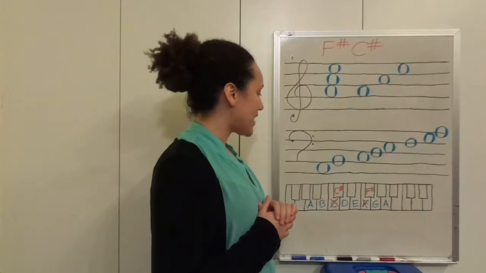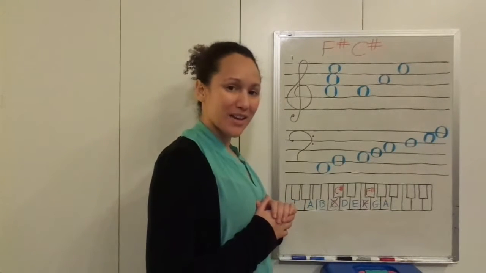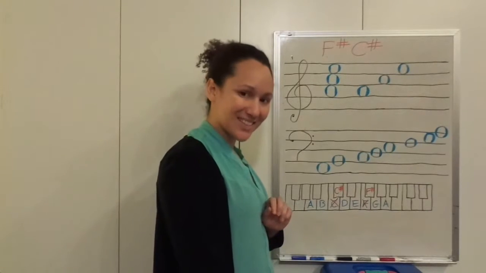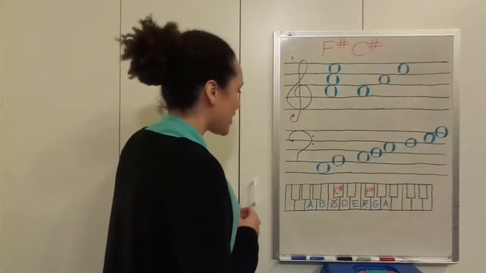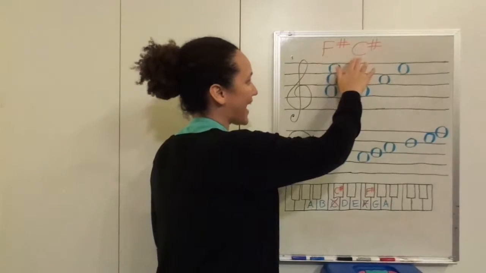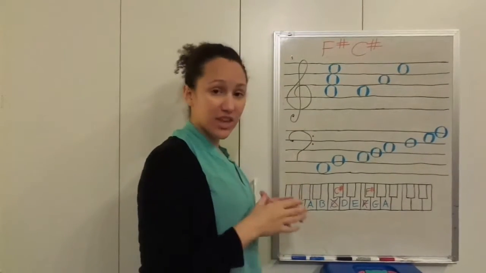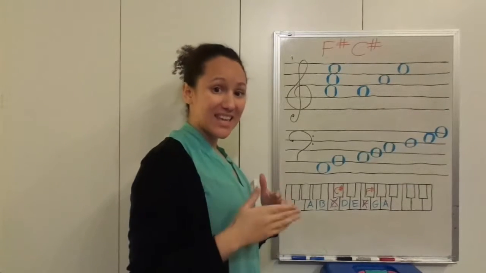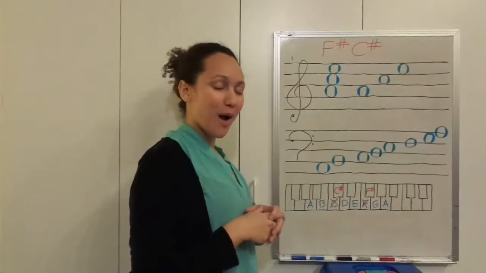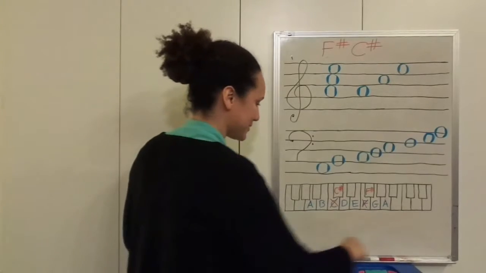Now, what about A? Let's try, if we start from A, let's see what we get. Now, I've left up the F sharp and the C sharp because we're building one on the other. G gave us the F sharp, D gave us the C sharp. So we'll probably add one more sharp for this one.